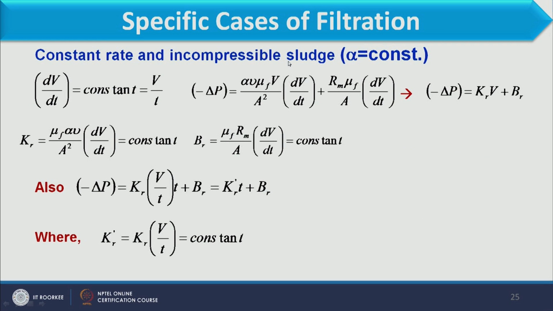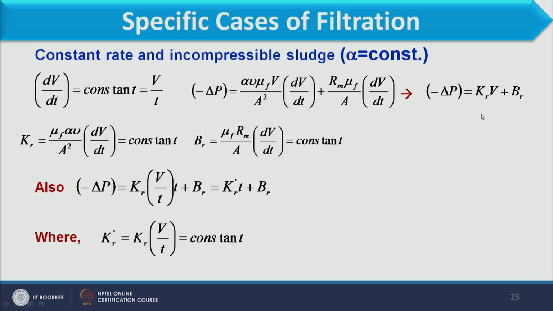Similarly, we have constant rate and incompressible sludge, that is, alpha is constant. As rate is constant, dV by dt we can denote as V by T, which should be a constant. So the pressure drop equation is this, and here we can write pressure drop in terms of volume plus Br. As dV by dt is also a constant, all these parameters will be clubbed into one, and that we have denoted with Kr. So Kr is this and Br is shown by this expression.